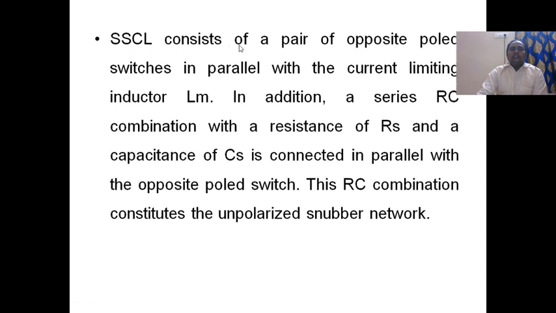An SSCL consists of a pair of opposite poled switches in parallel with the current limiting inductor Lm. In addition, a series RC combination with a resistance Rs and a capacitance Cs is connected in parallel with the opposite pole switch. This RC combination constitutes the unpolarized snubber network. Normally, an inductor does not allow sudden change in current. The snubber circuit protects the equipment by not allowing sudden change in voltage. The snubber circuit is a protective element.